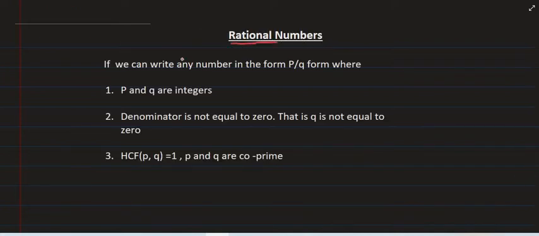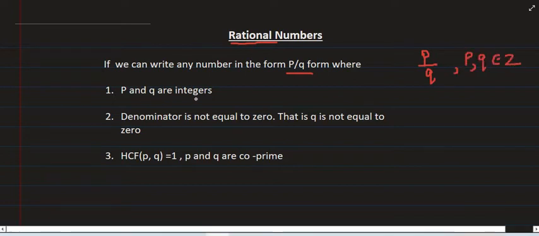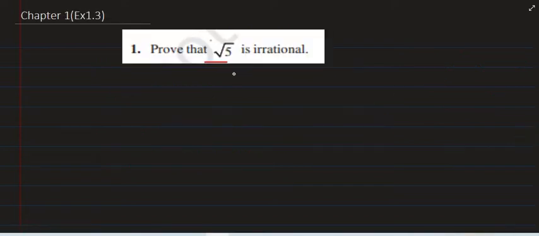So rational numbers are the numbers which we can write in the form of p by q, where p and q both belong to integers. Both are integers, and the denominator is not equal to 0, it means q should not be equal to 0. And the third condition is HCF of p and q should be equal to 1, that is they both are co-prime numbers. These are the three conditions for rational numbers. Now we will be starting with question number 1.